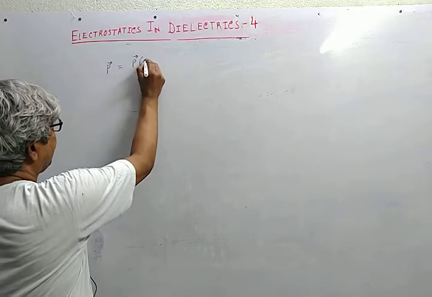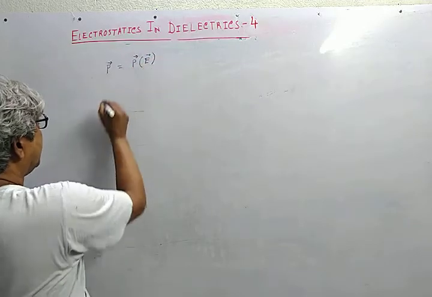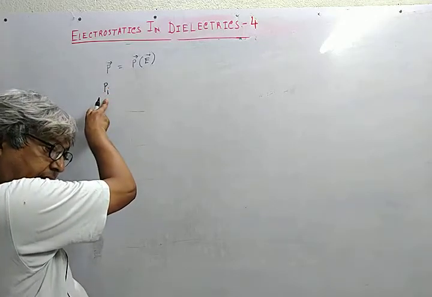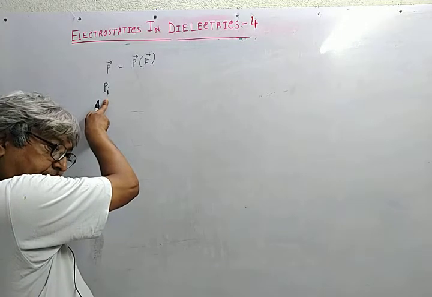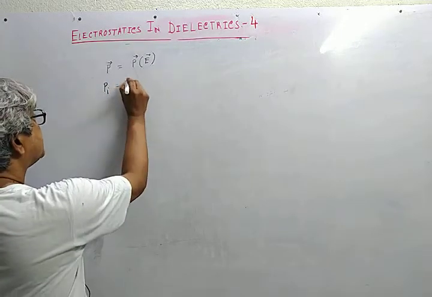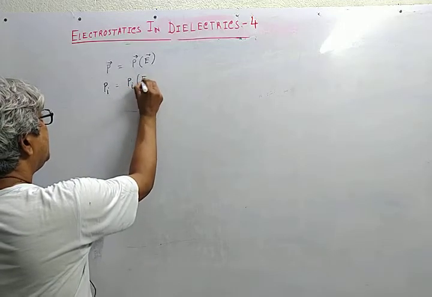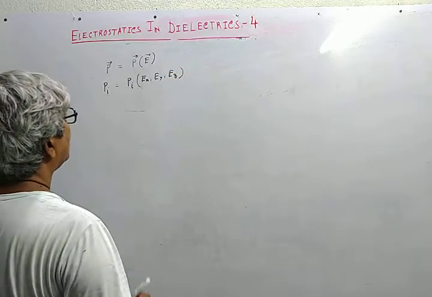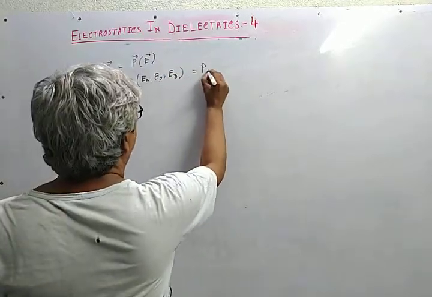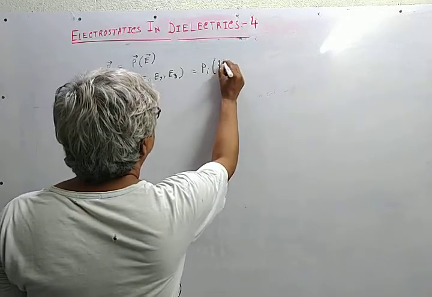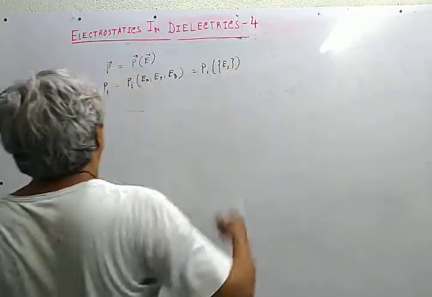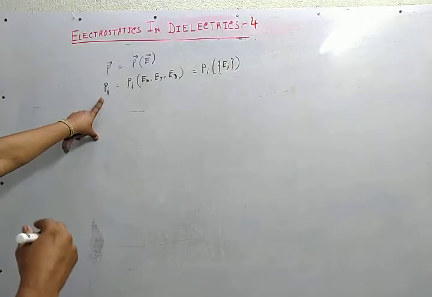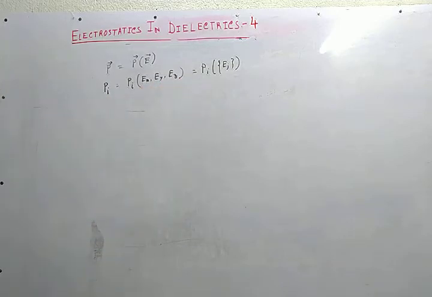So polarization is a function of electric field. Writing in component form, P_i, where i may be 1, 2, 3, is P_x, P_y, P_z, a function of E_x, E_y, E_z. In other words, we write it in a compact form as P_i(E). We perform a Taylor series expansion of P with the zero field case.